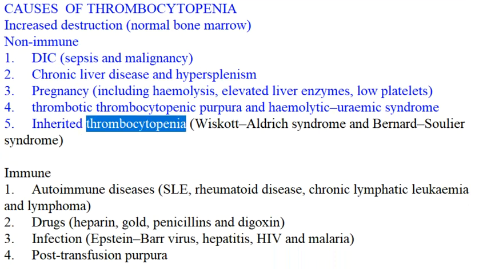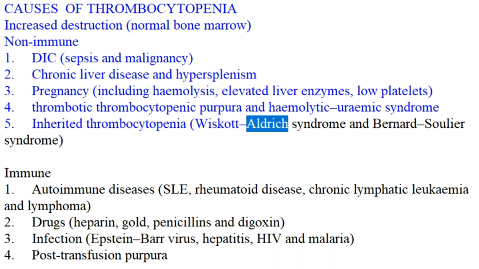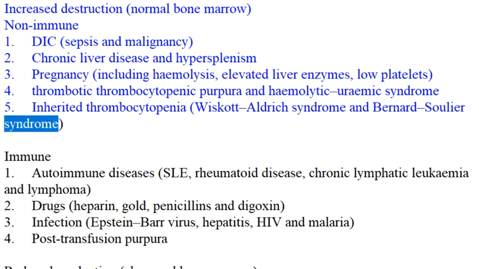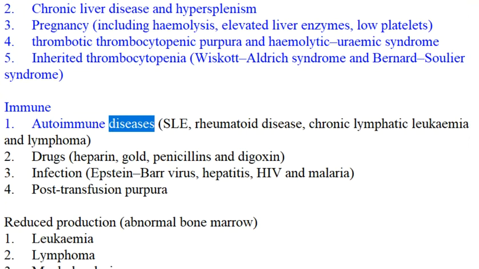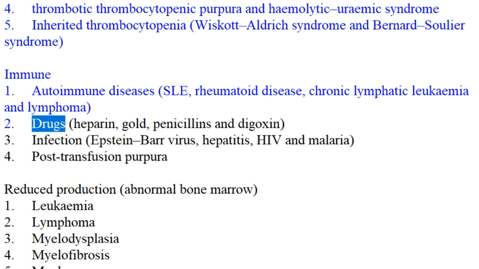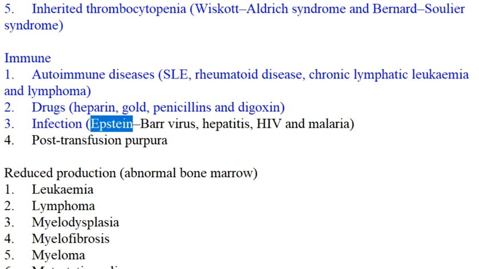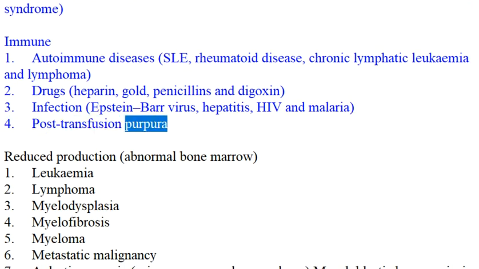5. Inherited thrombocytopenia, Wiskott-Aldrich syndrome and Bernard-Soulier syndrome. Immune: 1. Autoimmune diseases, SLE, rheumatoid disease, chronic lymphatic leukemia and lymphoma. 2. Drugs: heparin, gold, penicillins, and digoxin. 3. Infection: Epstein-Barr virus, hepatitis, HIV, and malaria. 4. Post-transfusion purpura.